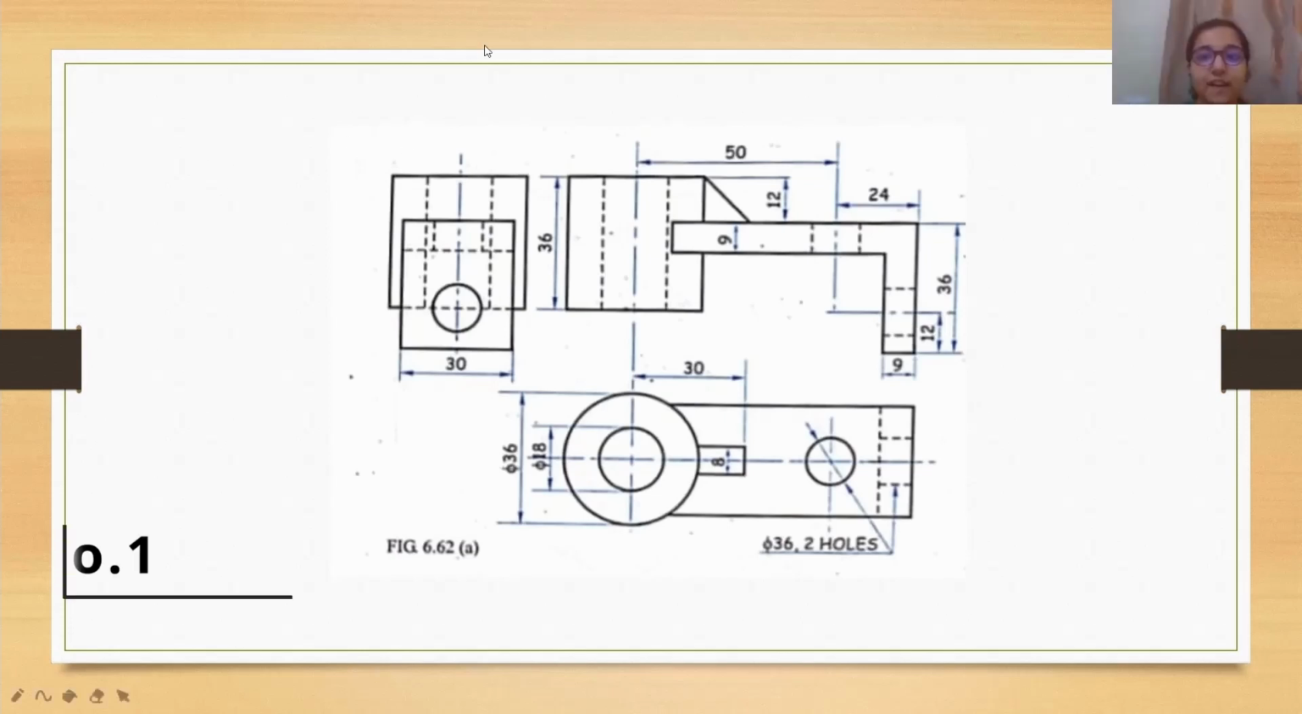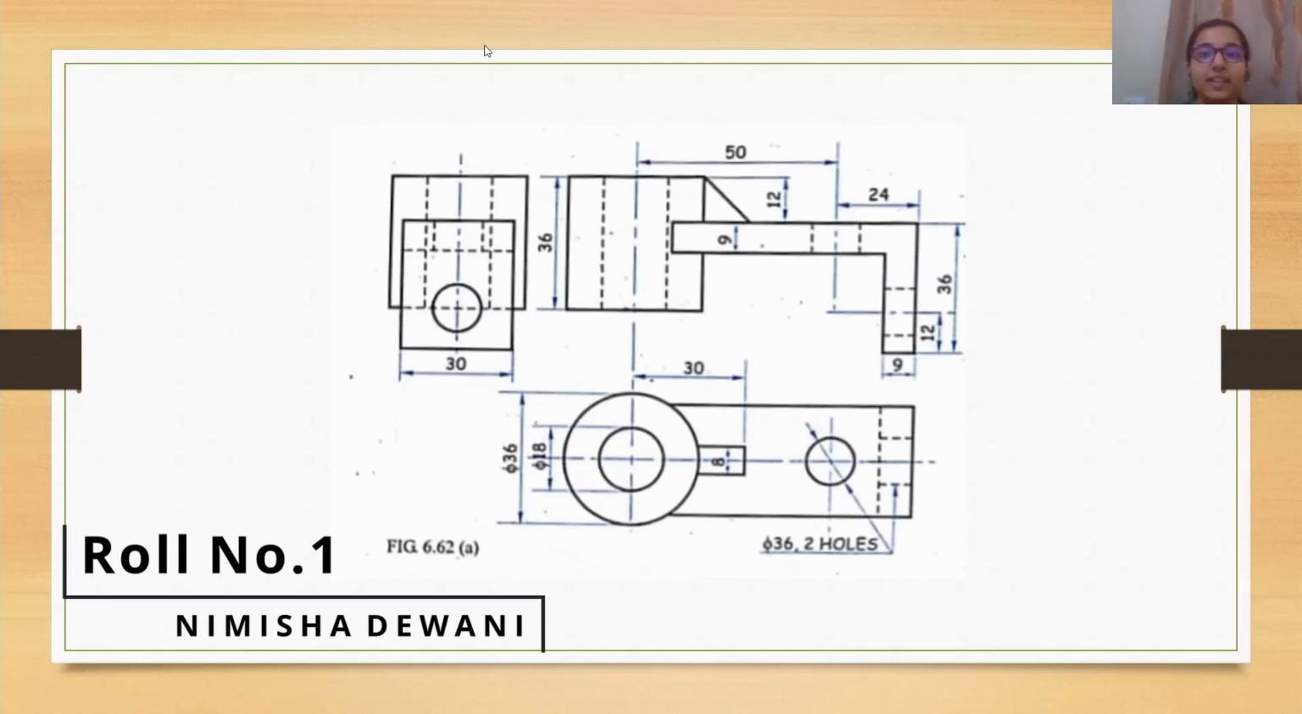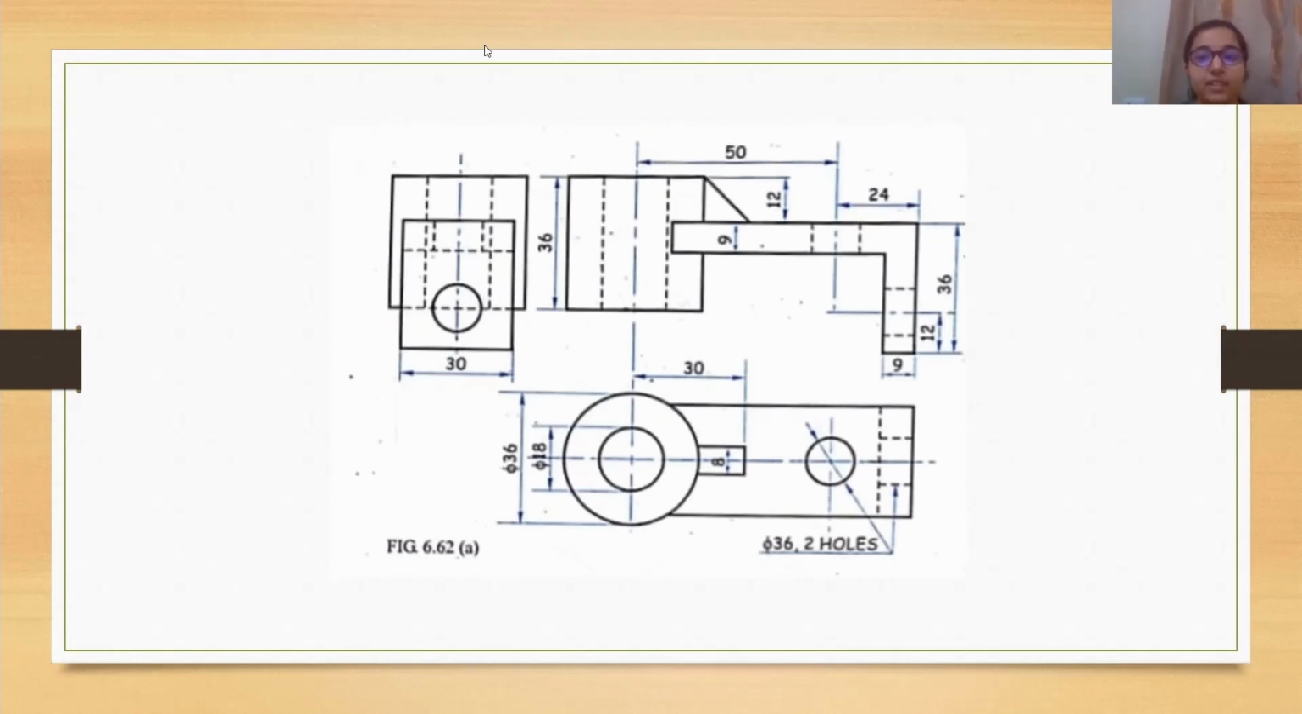By now, we have studied the basics of creating an isometric projection using AutoCAD. Now let's move on to a bit more complicated view. In this slide, we have been given the orthographic view using which we draw its complete isometric projection. Let's see how we do that.